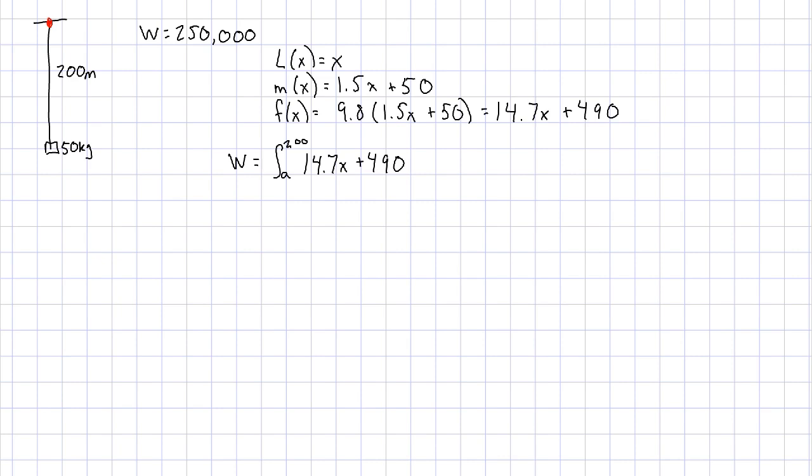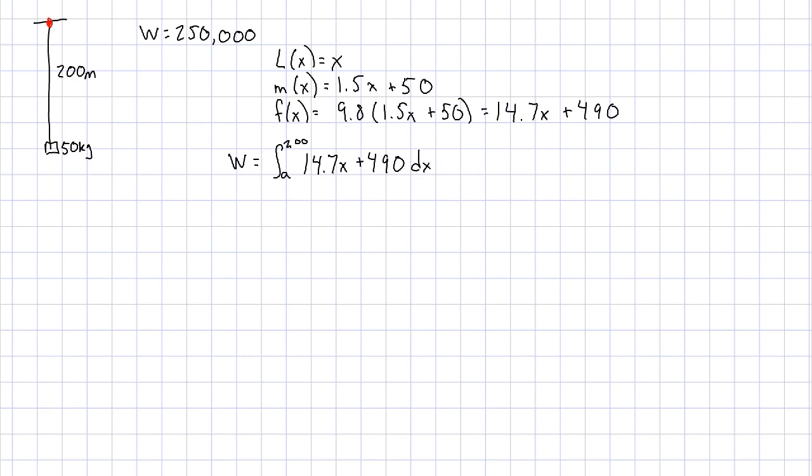And I see errors with these bounds sometimes when students put the origin at the top. So that's why I like to do it the way I did it previously, which is to put the origin at the bottom of the rope, even though it makes your equations a little bit messier.